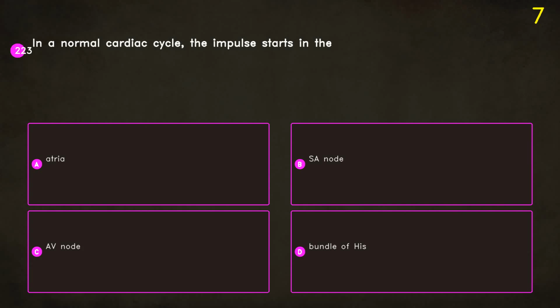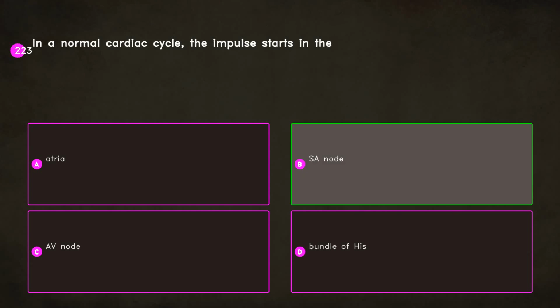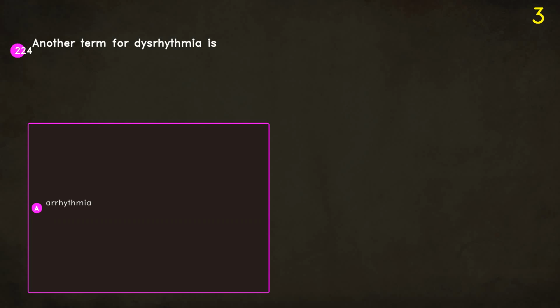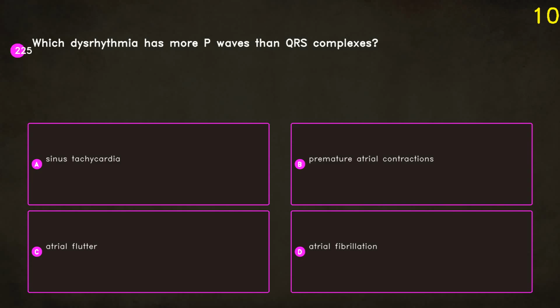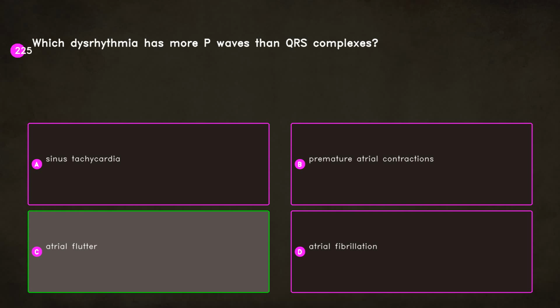Question 223. In a normal cardiac cycle, the impulse starts in the A. Atria. B. SA node. C. AV node. D. Bundle of His. The correct answer is SA node. Question 224. Another term for dysrhythmia is A. Arrhythmia. Question 225. Which dysrhythmia has more P waves than QRS complexes? A. Sinus tachycardia. B. Premature atrial contraction. C. Atrial flutter. D. Atrial fibrillation. The correct answer is atrial flutter.